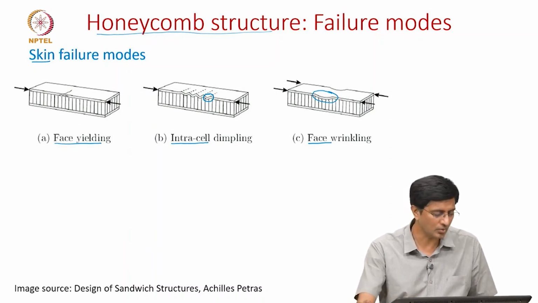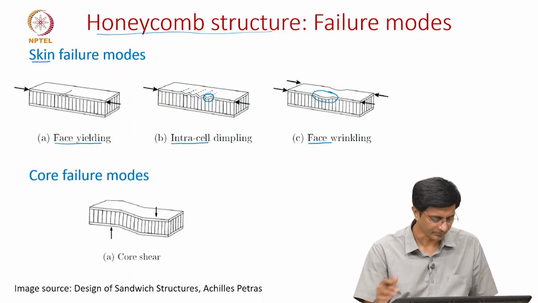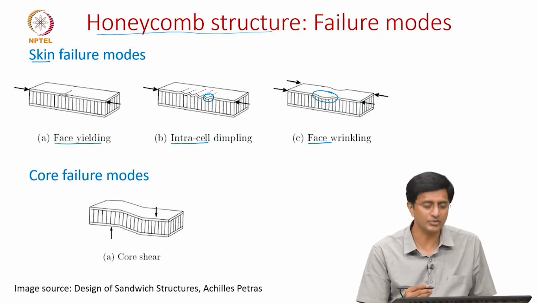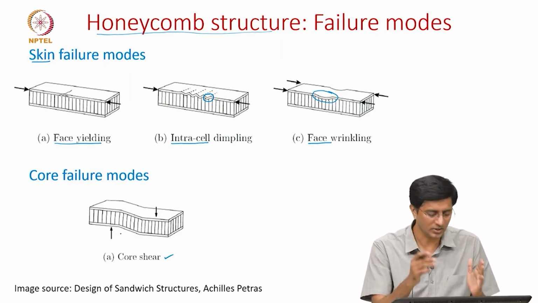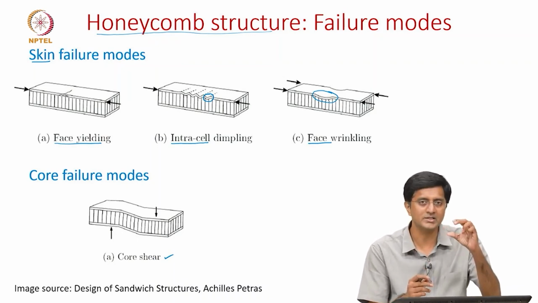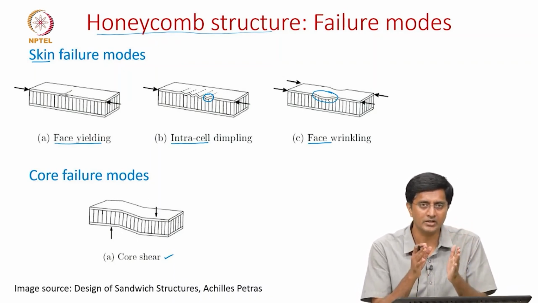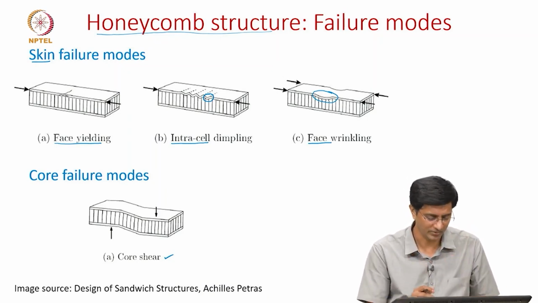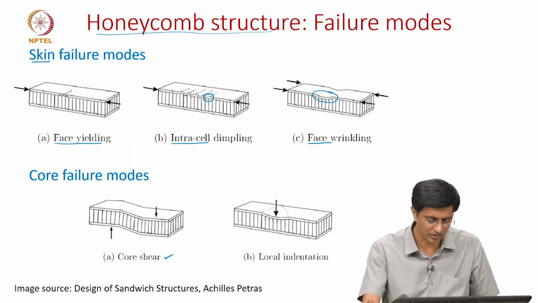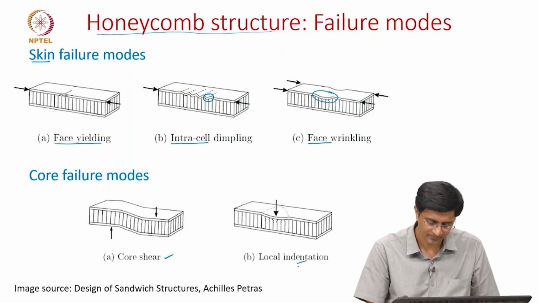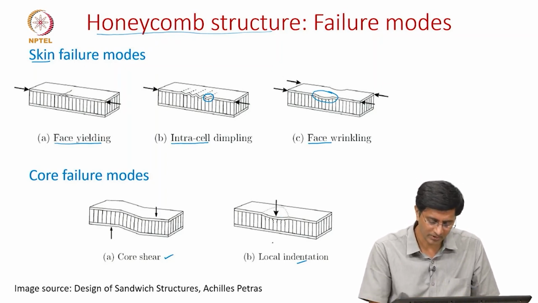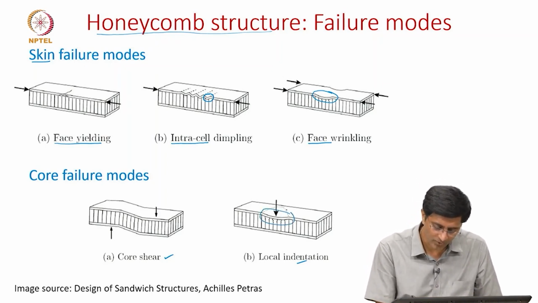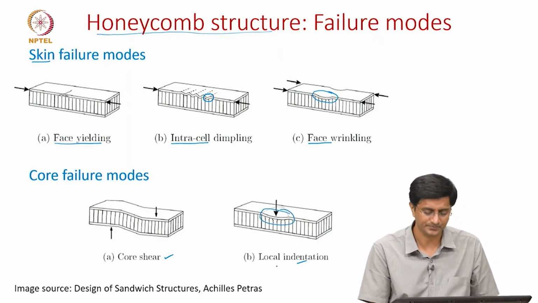Now moving into core failures. The first, or the majority of the failures, are because of core shear. Let's say there is an offset in the loads because of the high thickness of the core; now it is easy for the core to shear and fail. But there is another failure mode, which is indentation, and it is very close to the face wrinkling we have seen for the skin failures. But here again, we see a group of cells will take the indentation.